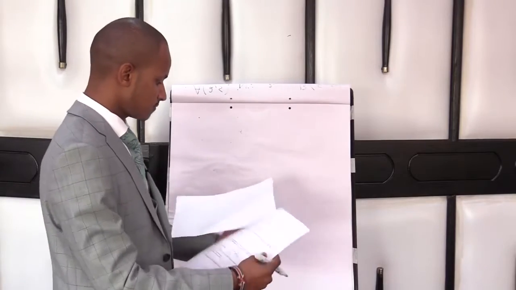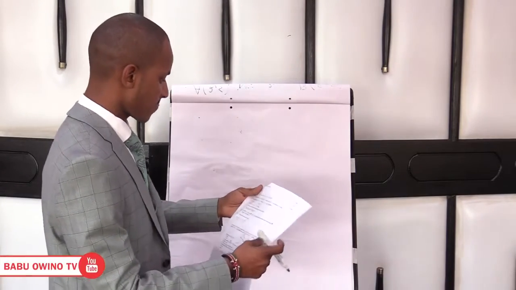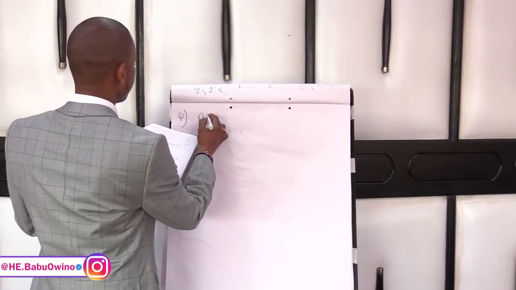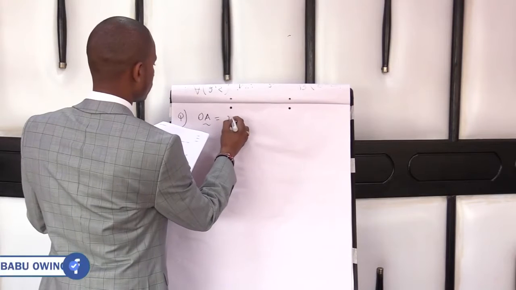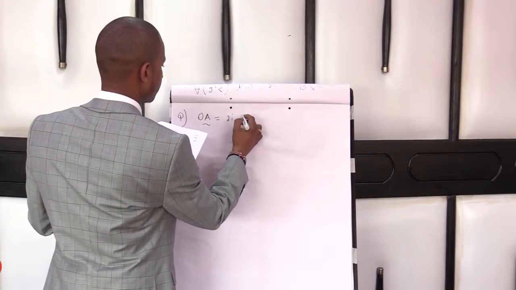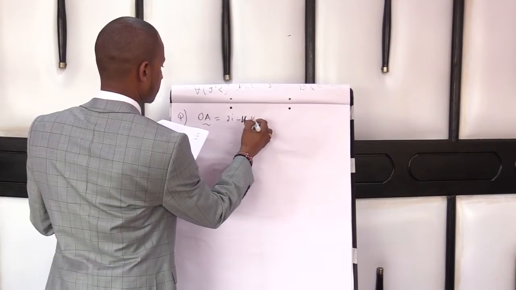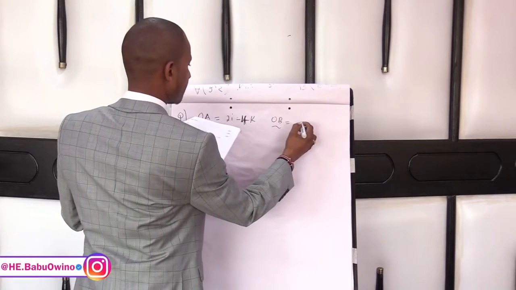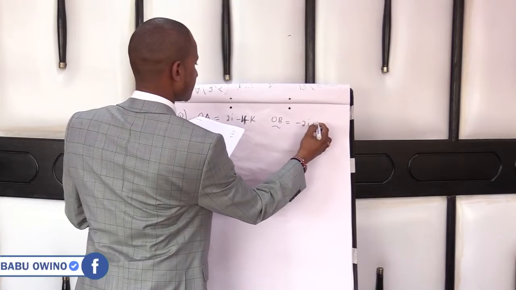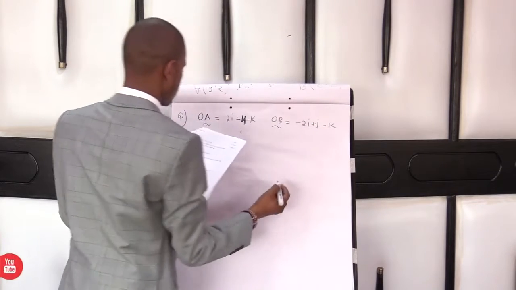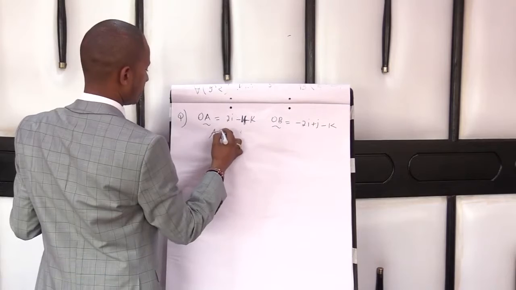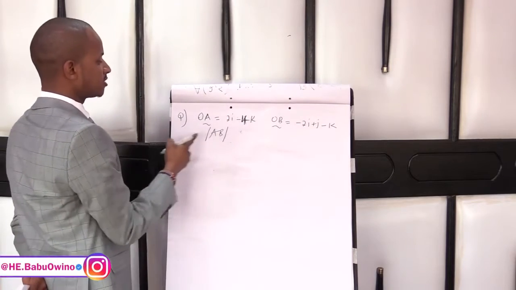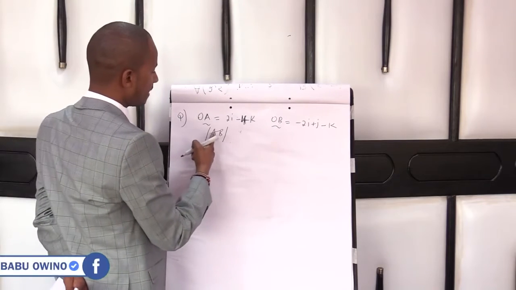So the next question. You are told OA equals 2i minus 4k, and OB equals minus 2i plus j minus k. Then you are told to find the modulus of AB. Find the modulus, or the length, or the magnitude of AB. AB means B minus A.